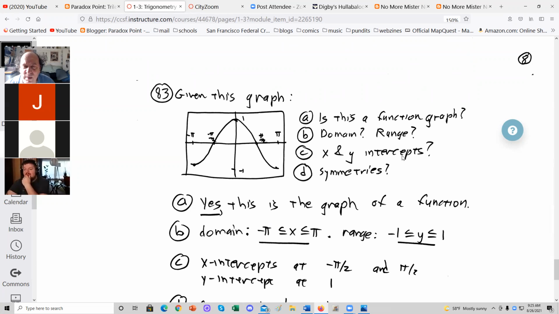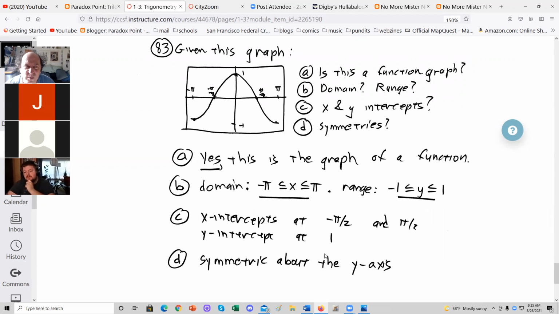What are the x-intercepts? What are the y-intercepts? It intercepts the x-axis here and here at minus pi halves and pi halves. It intercepts the y-axis here at 1. What is its symmetry? In truth, this is just a sketch, so you wouldn't necessarily know with exact precision how it's symmetrical, but it looks fairly obvious that if you flip it left for right, it's the same graph. So it's symmetrical around the y-axis.